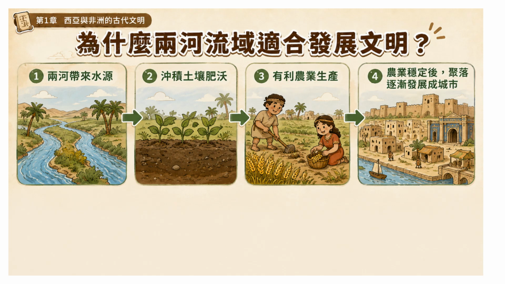This slide explains the basic conditions for civilization in Mesopotamia. First, the two rivers brought water to the land. Second, floods left rich soil, which helped crops grow. With better farming, people could produce more food and support larger communities. Over time, villages became cities, and city life became more complex.